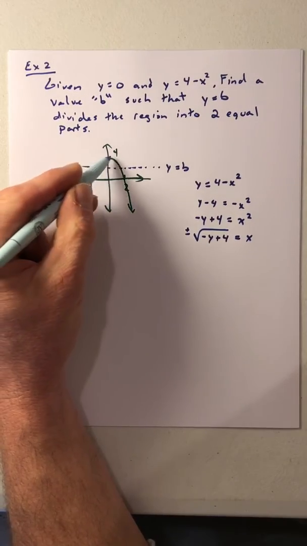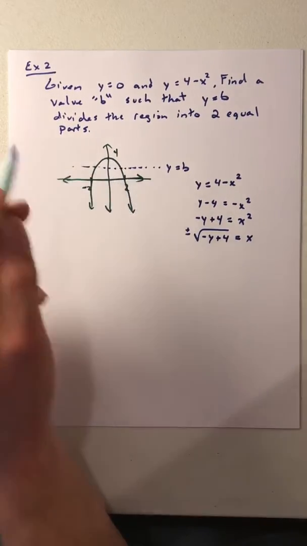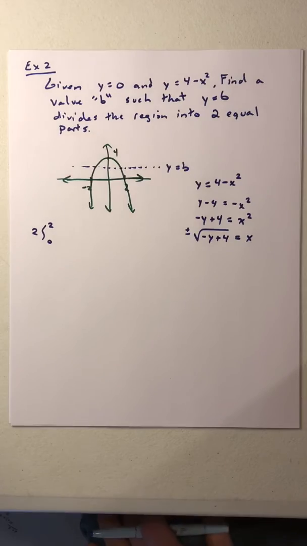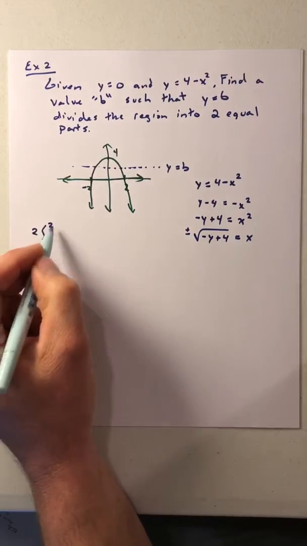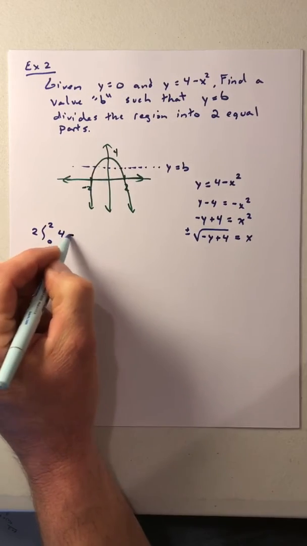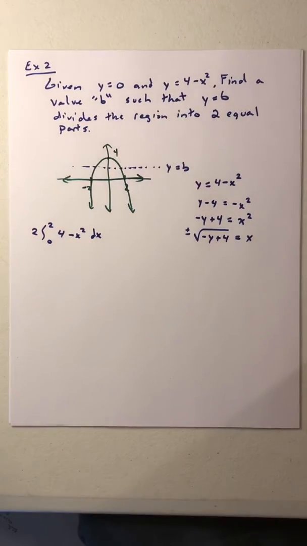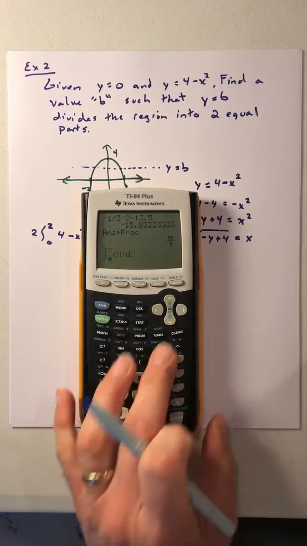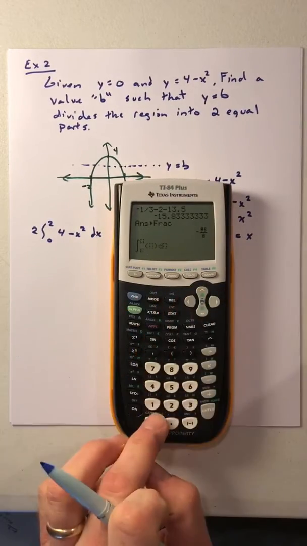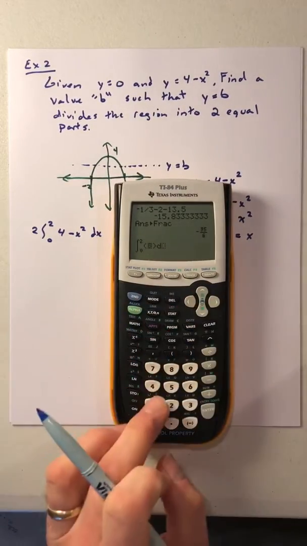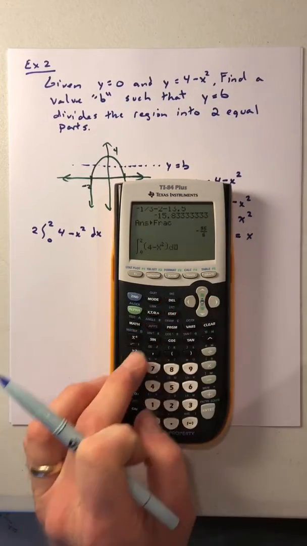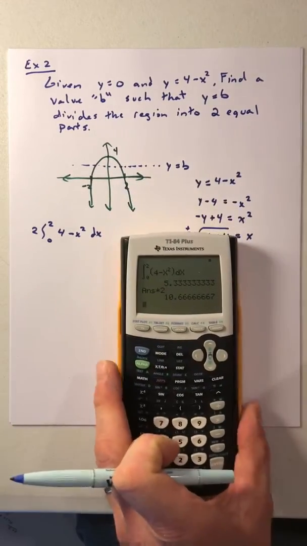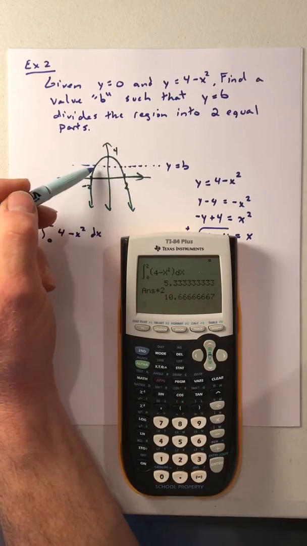Well, we can find the area of this region altogether to start. So I can integrate 0 to 2 of my function. My top curve is 4 minus x squared dx. I'm going to be lazy today. I'm going to go ahead and put that into my calculator. So math 9. I'm going from 0 to 2 of 4 minus x squared dx. Don't forget to multiply that by 2. So that gives me an area of 10 2/3.